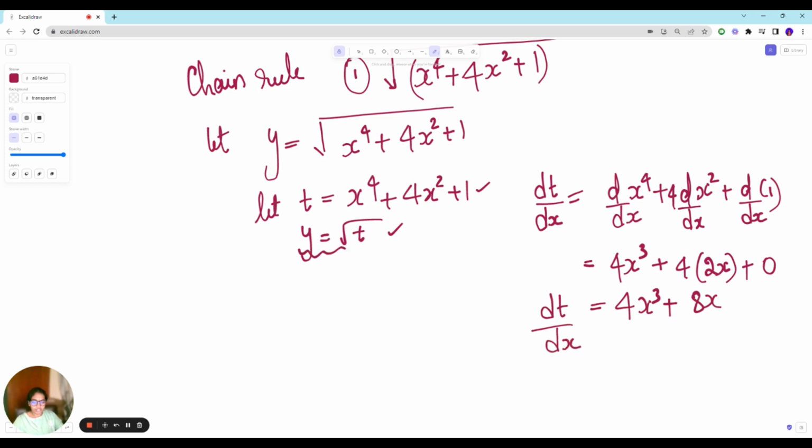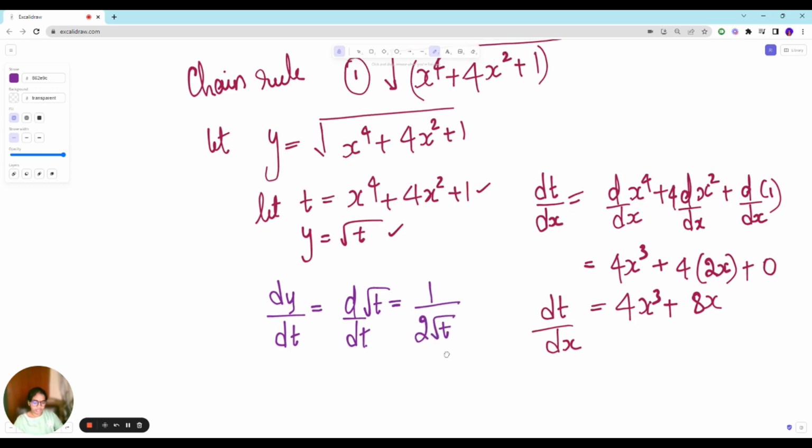Now what else do we have? We have y is equal to root t. Let me find the derivative of that too. So dy by dt, we'll find it with respect to t, right? So what is differentiation of root t? We've solved it in the previous classes, correct? That is 1 divided by 2 root t.